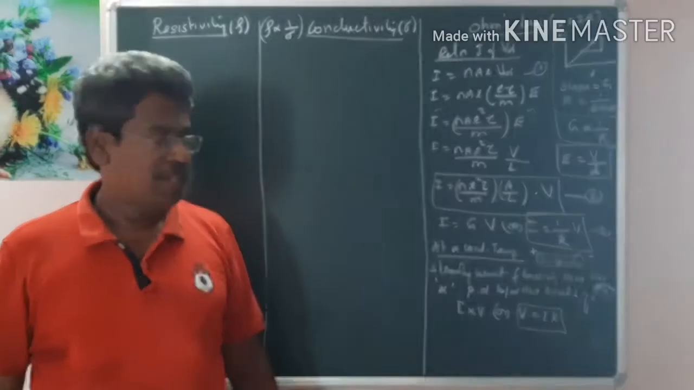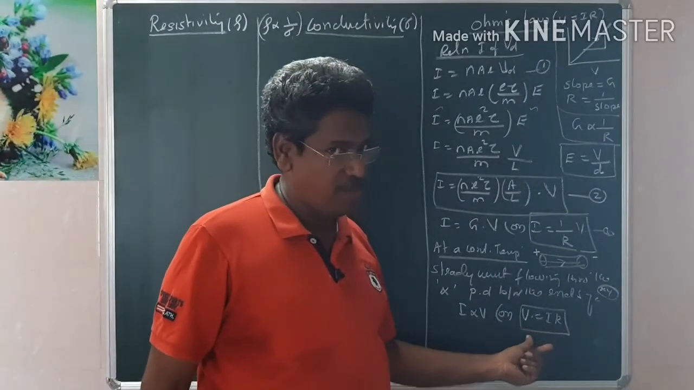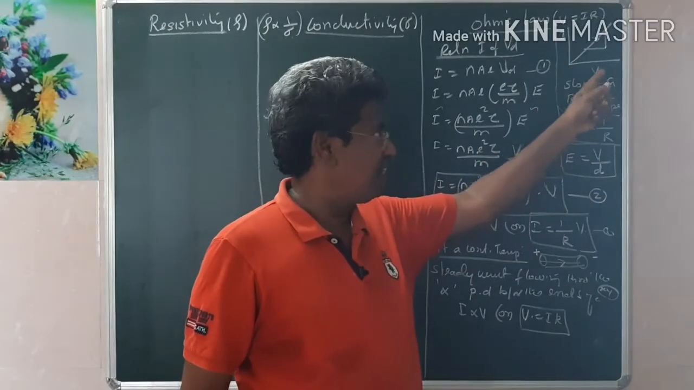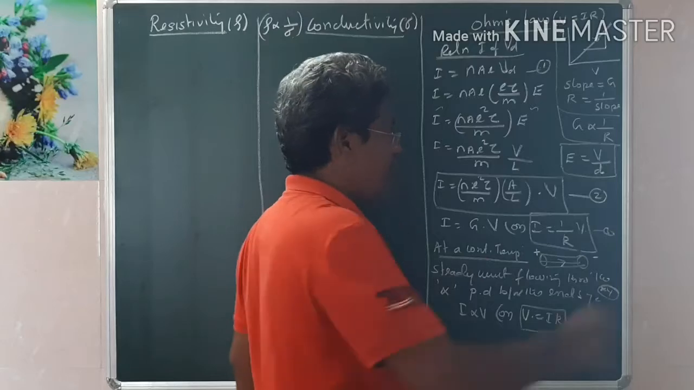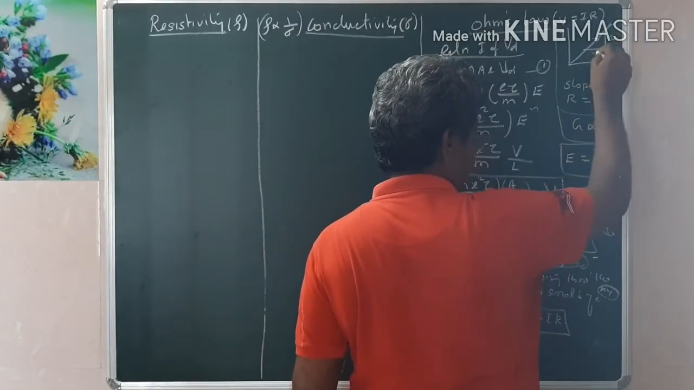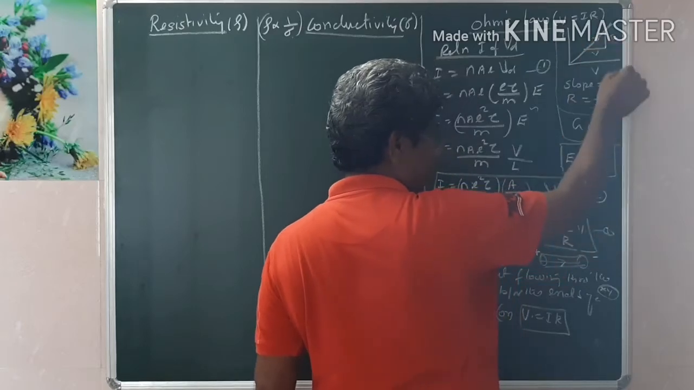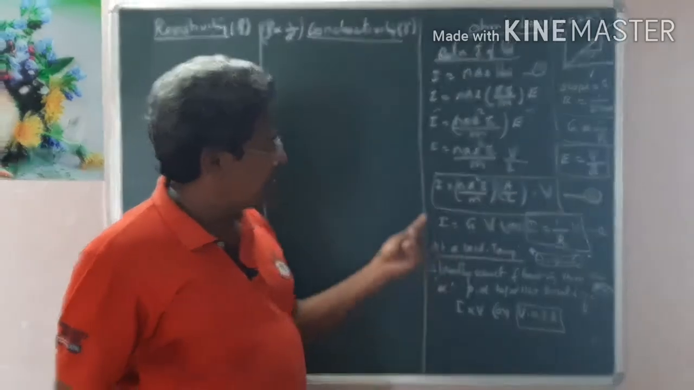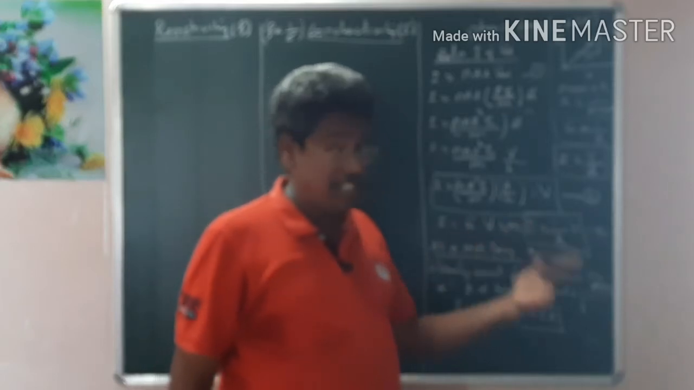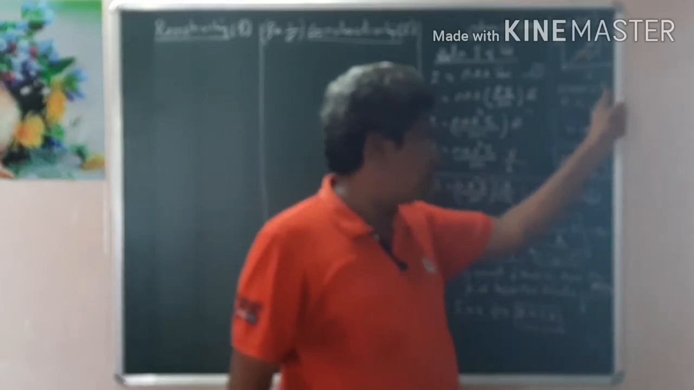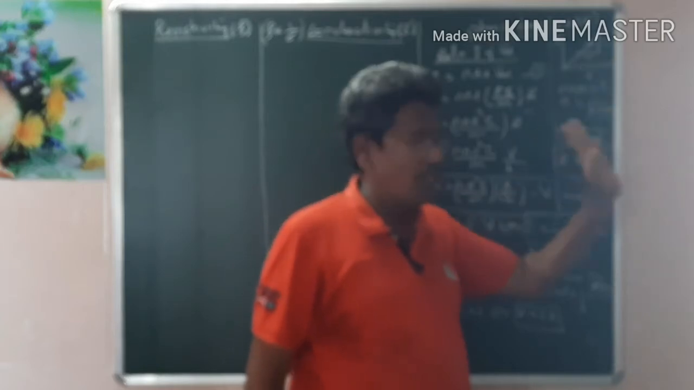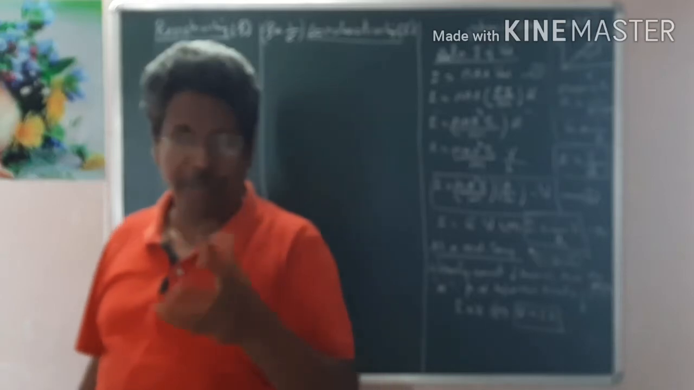So this V equal to IR is represented graphically: if V is taken along the x-axis and I along the y-axis, you get a straight line. But remember, the slope, dy by dx, is not the resistance, it is G. Therefore, I is proportional to G, where G is 1 by R, which is different. In this case the slope is G. If you want to find the resistance, it is not the slope, it is 1 by slope. These are very, very important.